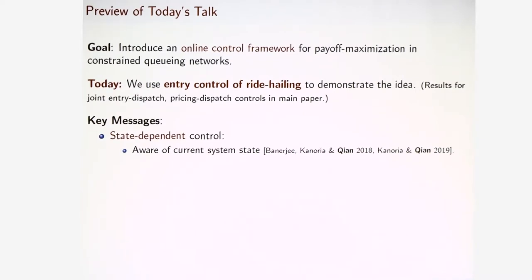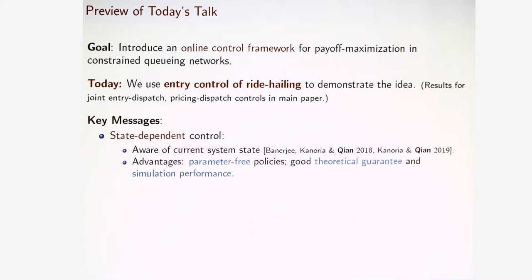The issue with this type of control is that it doesn't change when the system state changes, and it requires a very accurate estimate of the demand arrival rates. It's not robust with regard to model misspecification. But if you consider state-dependent policies, actually it can give you parameter-free policies. You don't need to know the demand arrival rates. It has good theoretical guarantees for transient performance and steady-state performance, and it performs really well in simulation, which I'll show you later.